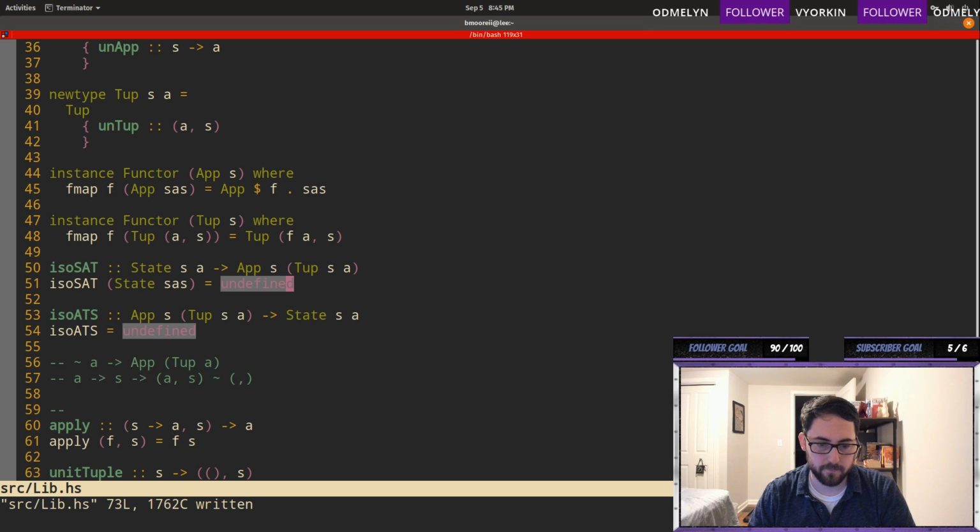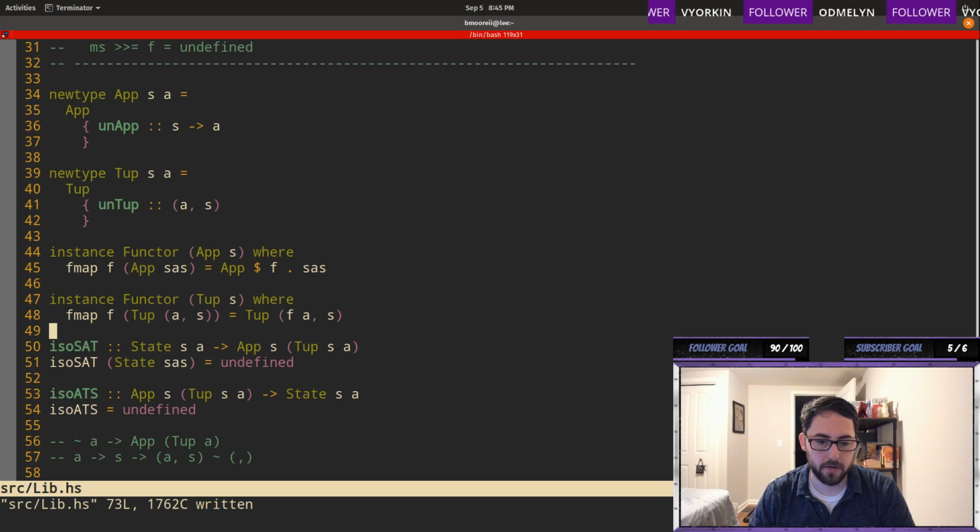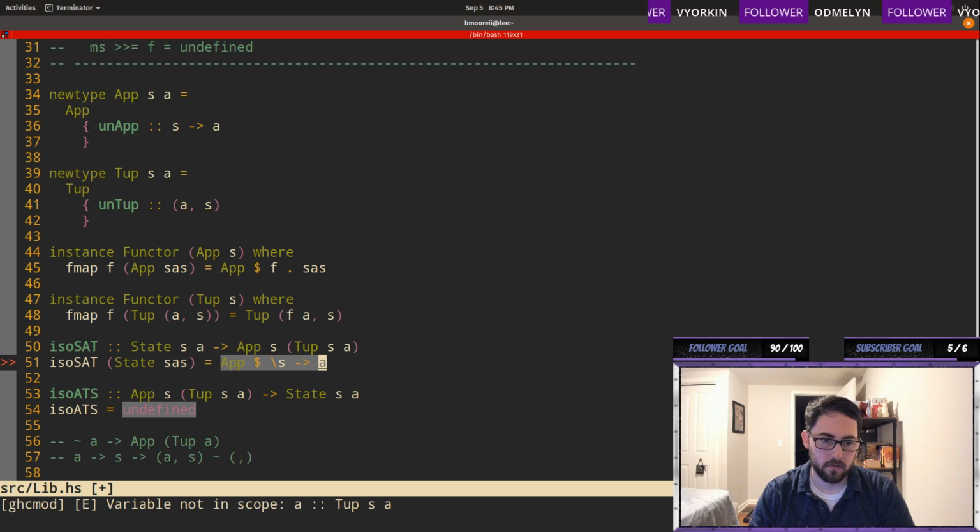Alrighty. So to construct an app, I just need an S, and I need to produce an A. Well, I need to produce a tup. So to do that, I need a tup and an A.